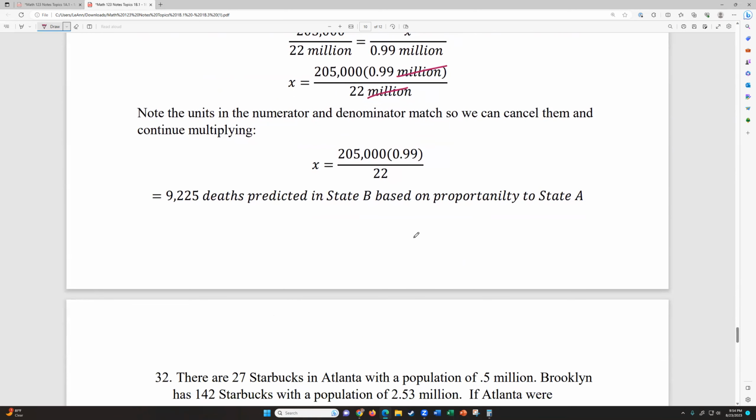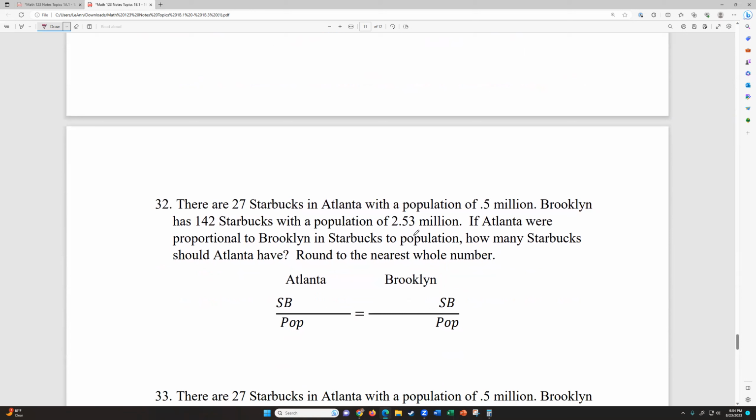Okay. All right, we're going to do some more of these. So these are a lot of Starbucks ones. It says the 27 Starbucks in Atlanta with a population of 0.5 million. Brooklyn has 142 Starbucks with a population of 2.53 million. Notice I have the values for both, but I'm going to look at my statement. If Atlanta were proportional to Brooklyn, that means we're going to use all of Brooklyn's information. Okay, so 142 Starbucks. Population of 2.53 million.